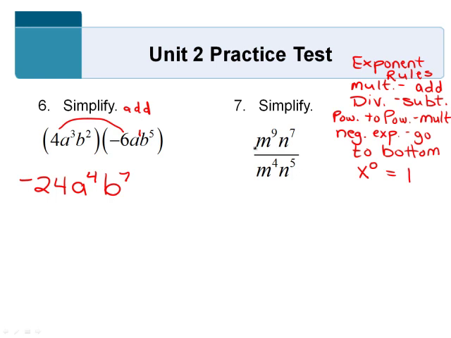Number 7, it's a division problem. So the rule is, for division, subtract the exponents. So 9 minus 4 would be m to the 5th, and then 7 minus 5 would be n squared. Okay?